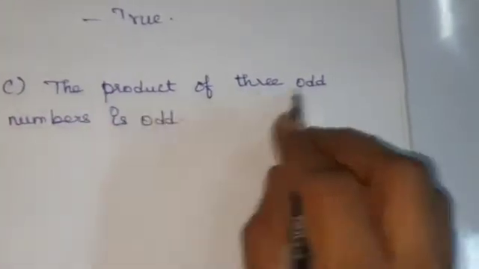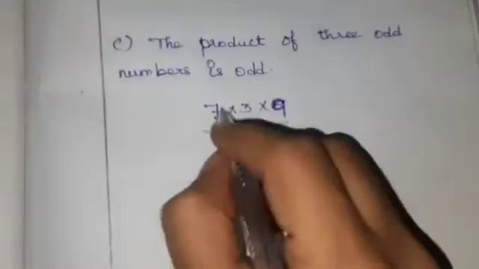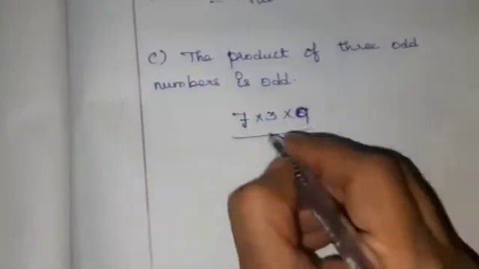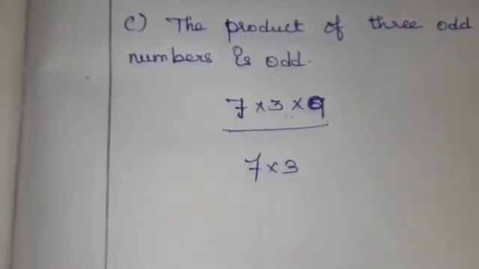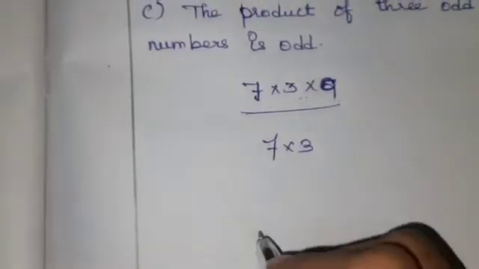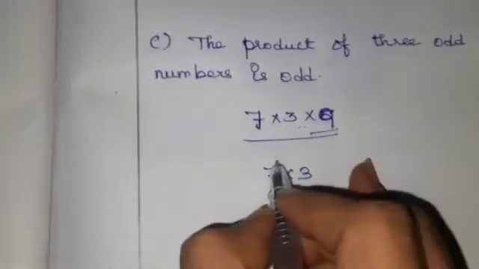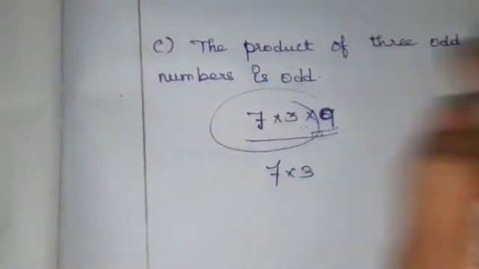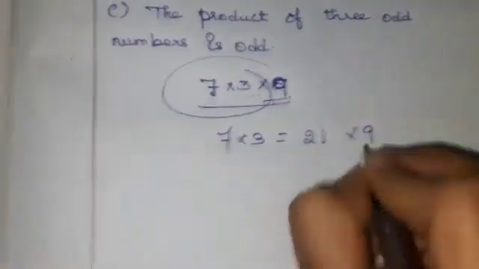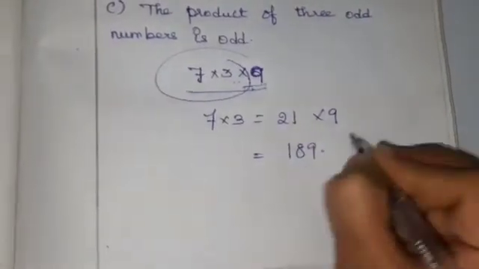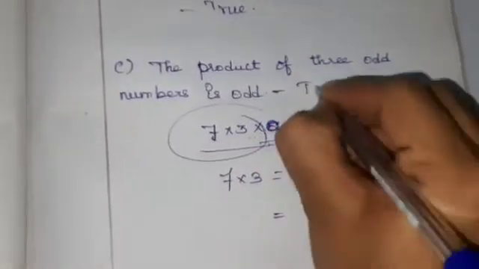Third statement, the product of three odd numbers is odd. I have taken three odd numbers. Now let's check whether their product is an odd number or not. First, let us find the product of these two numbers. Then with that answer, we will multiply 9 and find out whether the product of three numbers is odd or even. So 7 3s are 21. 21 into 9 is equal to 189. So the product of three odd numbers is odd. So the statement is true.